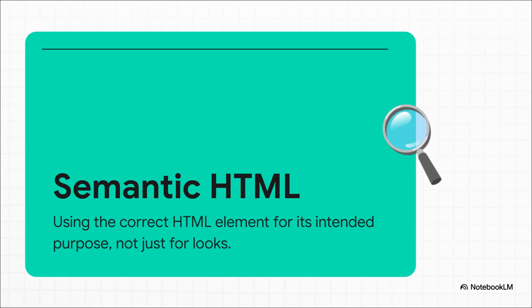It basically means using the correct element for its actual intended purpose, not just to make something look a certain way. And why does that matter? Well, browsers actually give semantic elements built-in accessibility hooks totally for free. For instance, if you use a proper native button tag, you automatically get keyboard accessibility right out of the box. A user can tab to it, activate it with the spacebar or the enter key, and you didn't have to write a single line of complex JavaScript to make that happen.